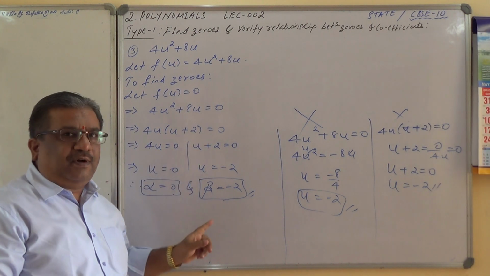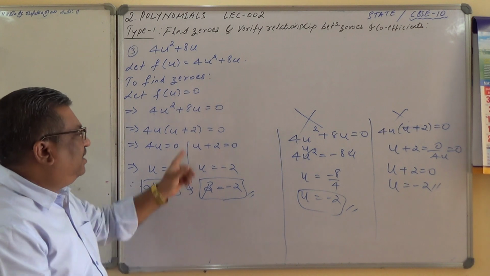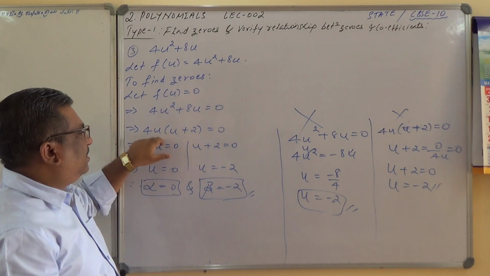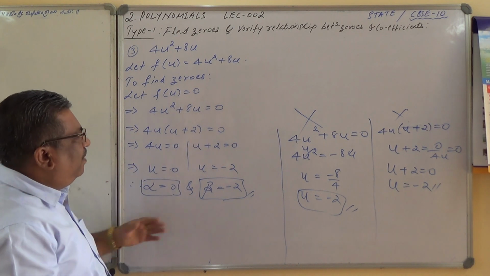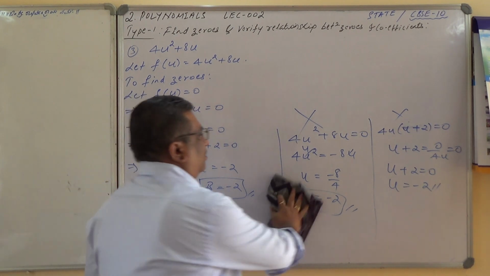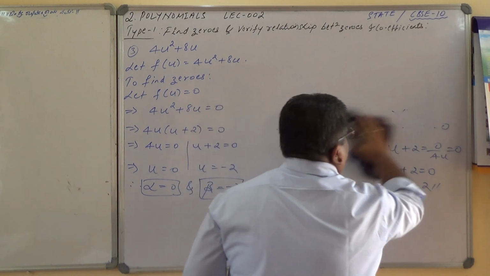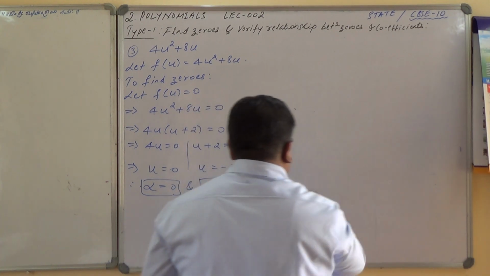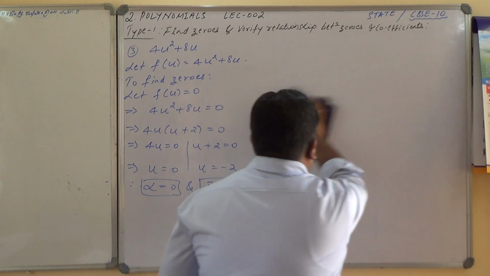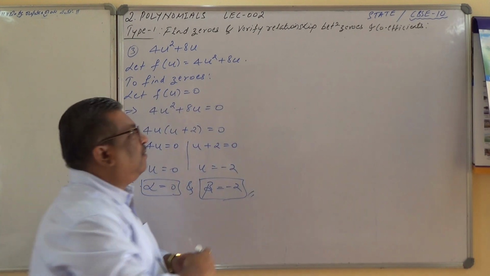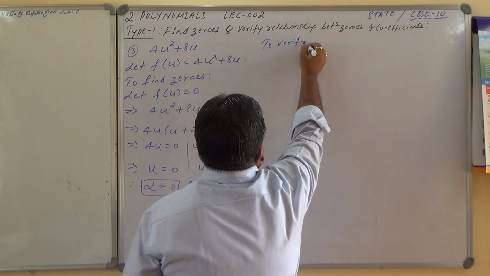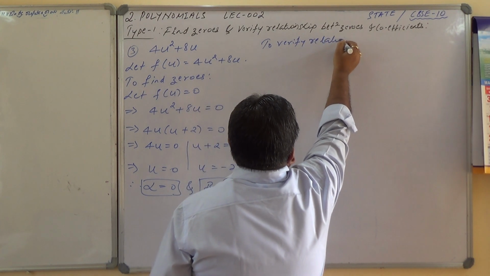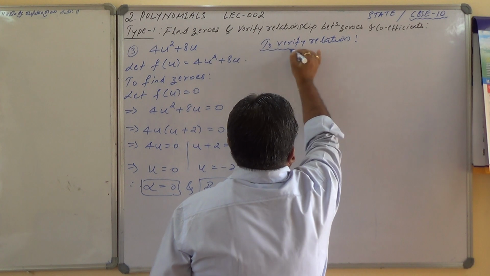What is this process called? It is called a zero product law. By zero product law, the individual factors are subjected to 0 over here. Okay, so important, I hope you are able to understand. Now to verify the relation, you should write clearly. I am taking a shortcut here.